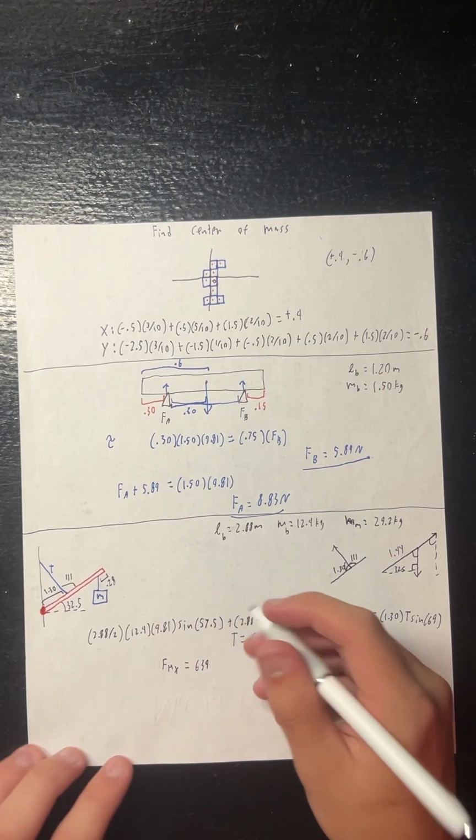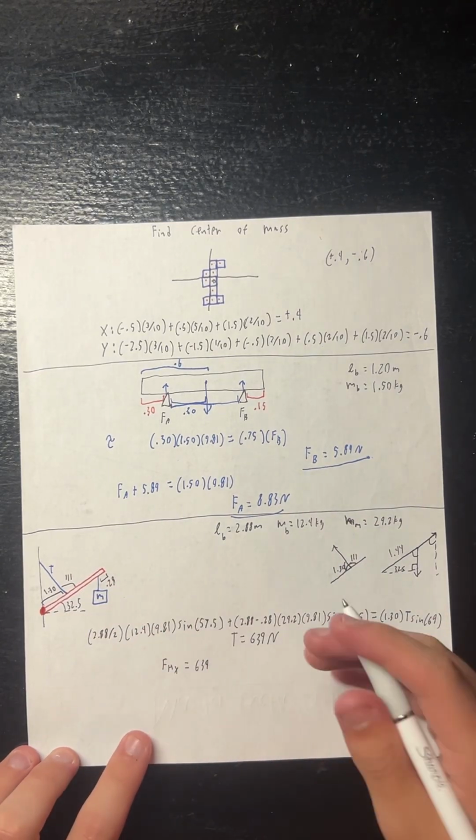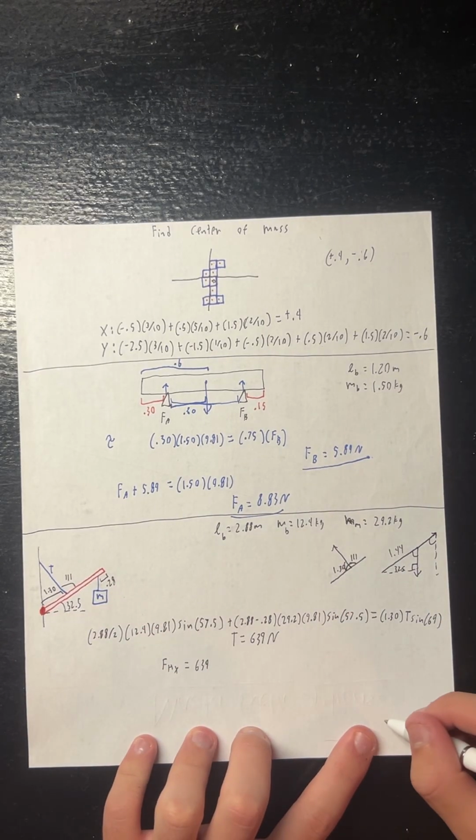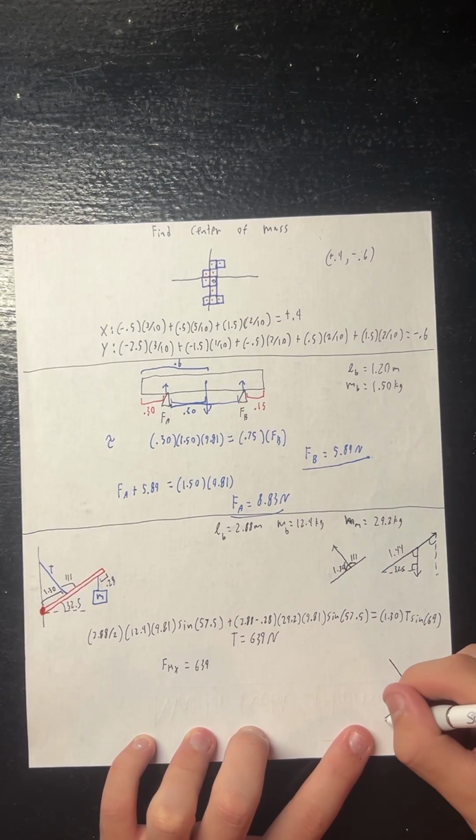Now, what can we do? Well, we have to think about this. The force on the hinge is, let's blow it up again. It looks like this: that's the bar, that's the tension, and this is the wall.